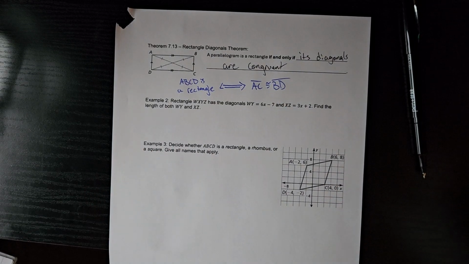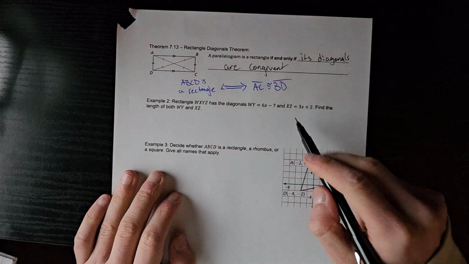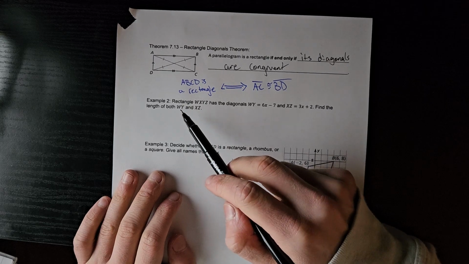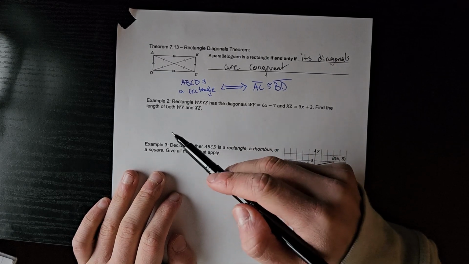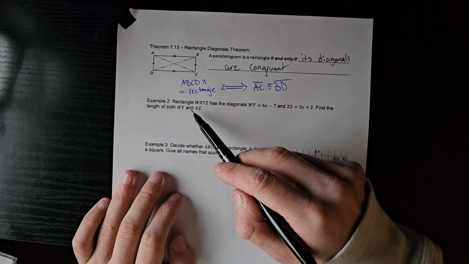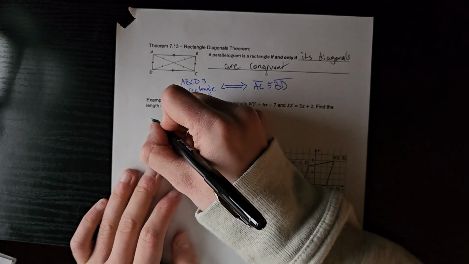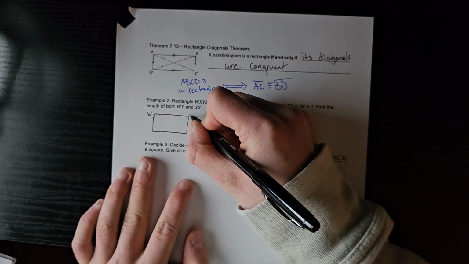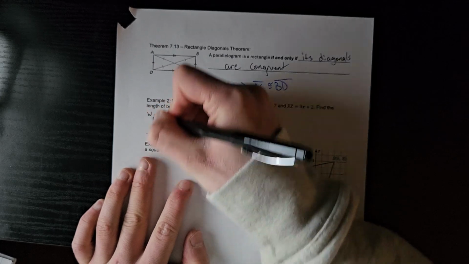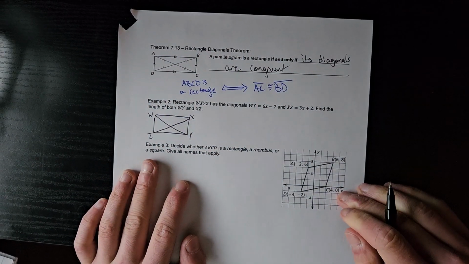With that knowledge, we can do example 2 and figure out what the lengths of WY and XZ are, see if they are congruent with each other since they are diagonals, and we can also find x. Giving a quick sketch of what this looks like, we have W, X, Y, Z, and then the two diagonals going across our rectangle right there.